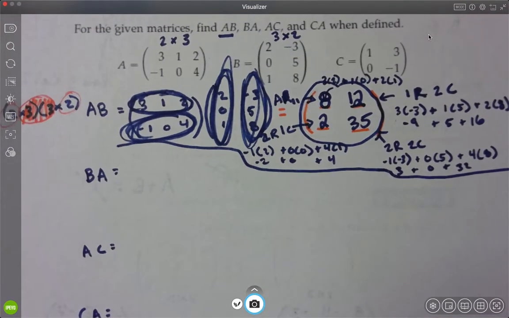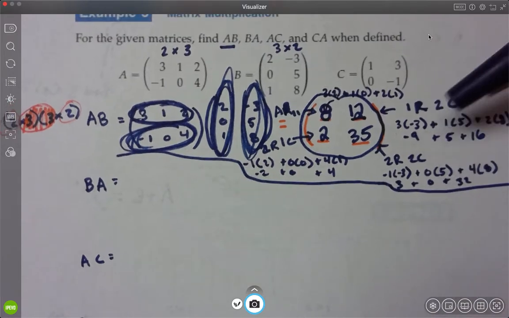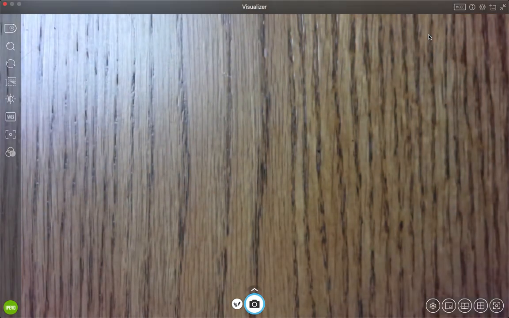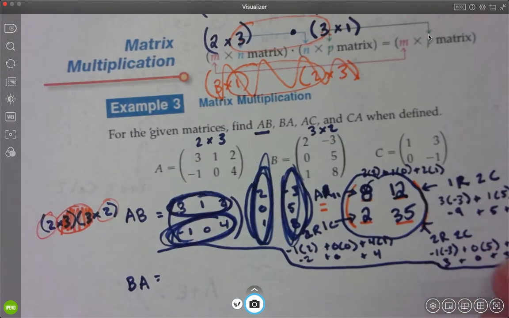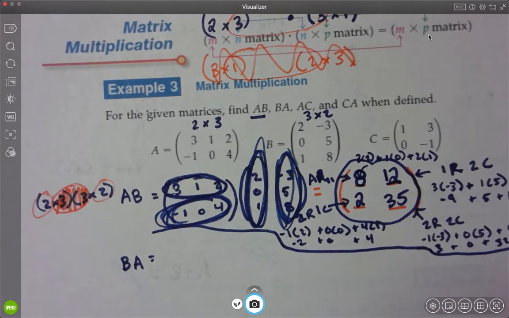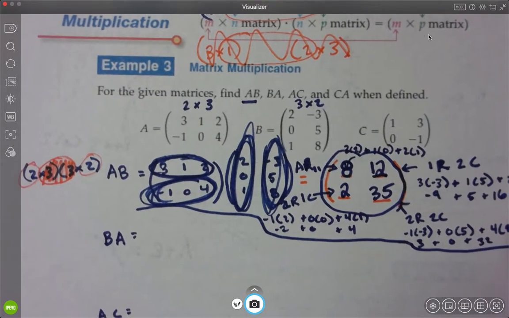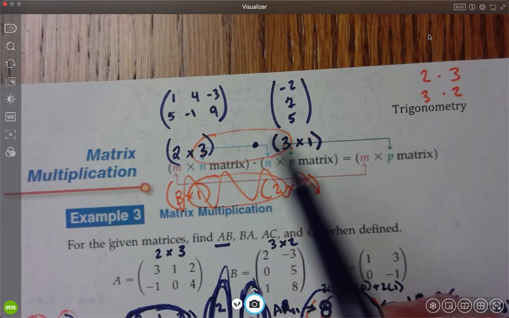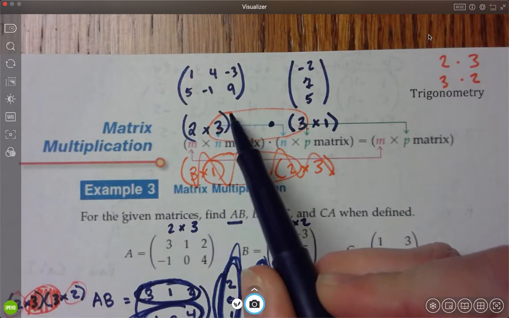Okay, Trig, this is the second half, or part B, of section 12.3. In the last video, we talked about adding, subtracting, and scalar multiplication, and now we're talking about regular multiplication. When you're adding and subtracting, you need to make sure the two matrices are exactly the same size. Scalar multiplication doesn't really matter what size the matrix is, but for matrix multiplication, when you're multiplying two matrices together, remember that the middle dimension has to be the same.